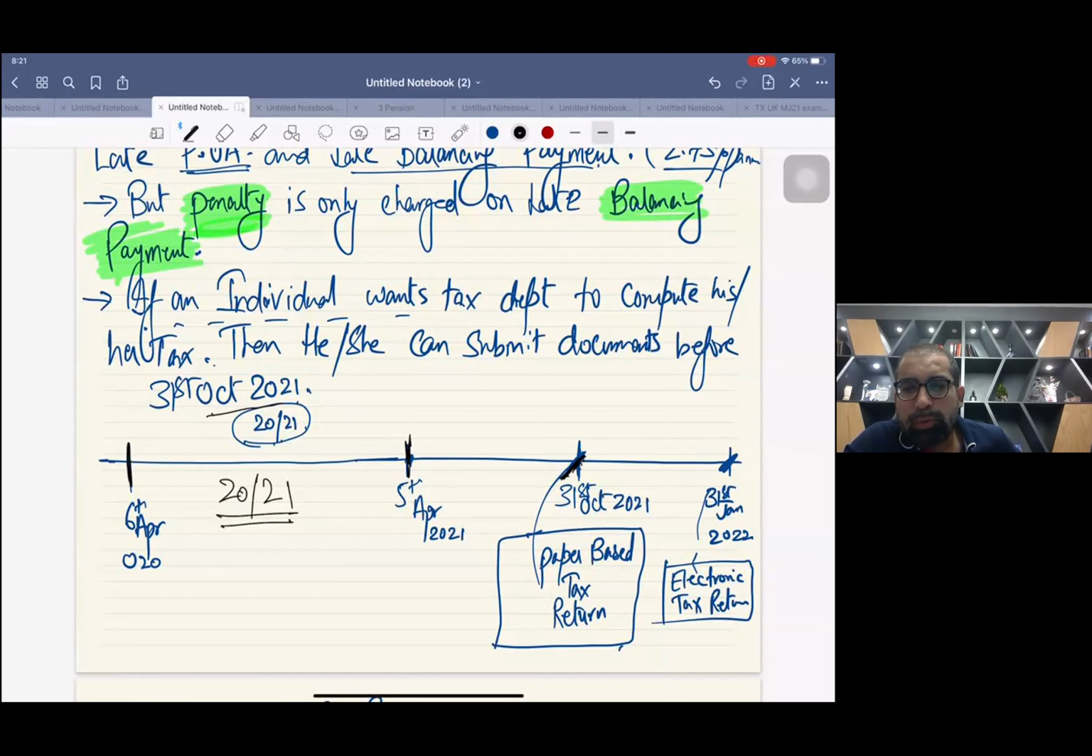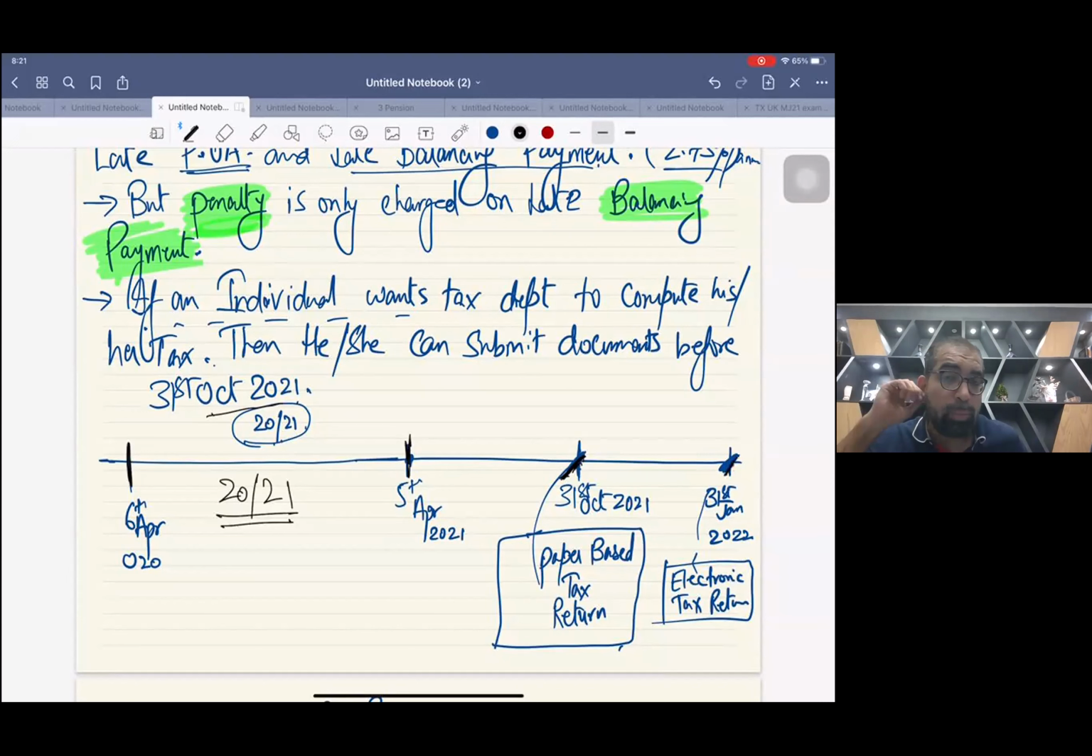Okay. And now one more thing. There are two types of tax return. One is paper-based tax return, and the second one is electronic tax return. If you want to submit a hard copy, physical copy tax return, then the last date is 31st October 2021. But if you want to do electronic tax return, which is the fashion, then the date is 31st January 2022.